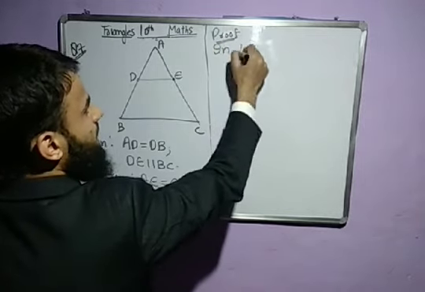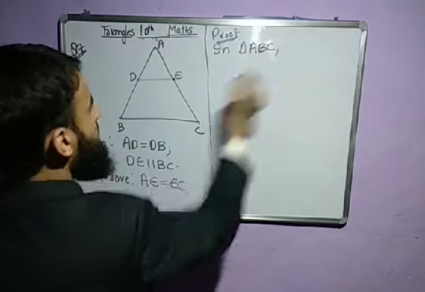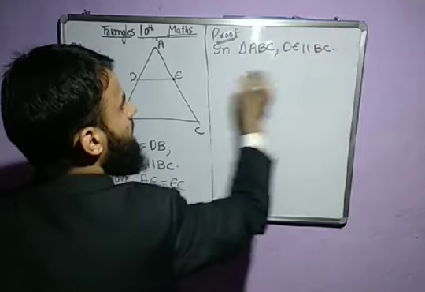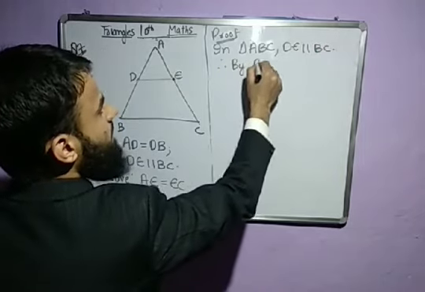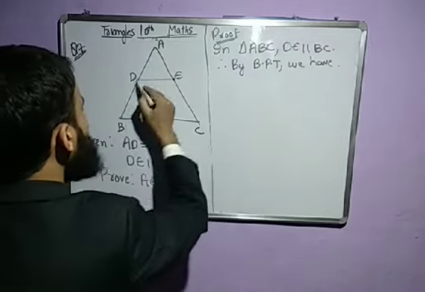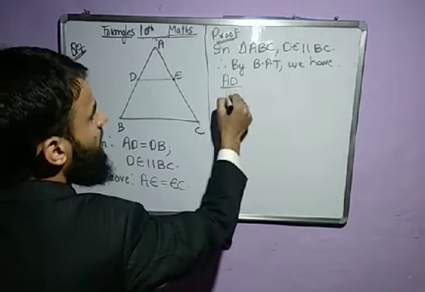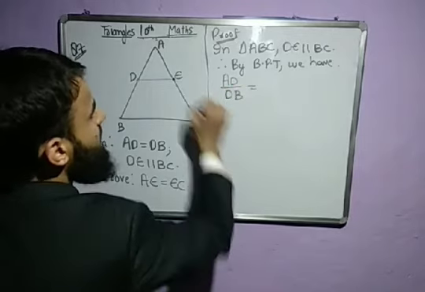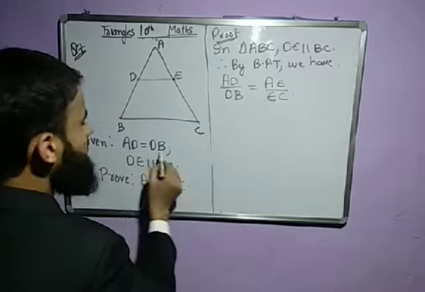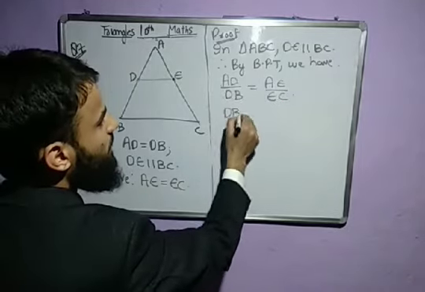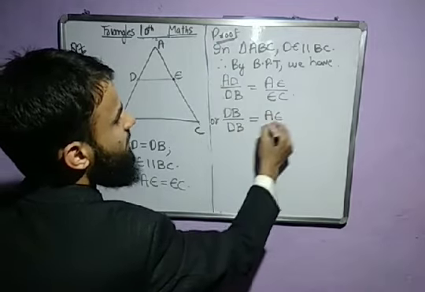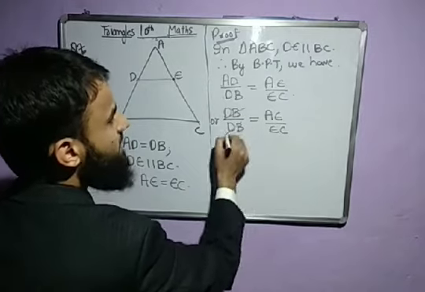Okay. In triangle ABC, since DE is parallel to BC, therefore by BPT, we have, what we will get? We'll get AD divided by DB will be equal to AE divided by EC. Okay. Now, since AD and DB are equal, I can write DB divided by DB is equal to AE divided by EC. So this will cancel out.